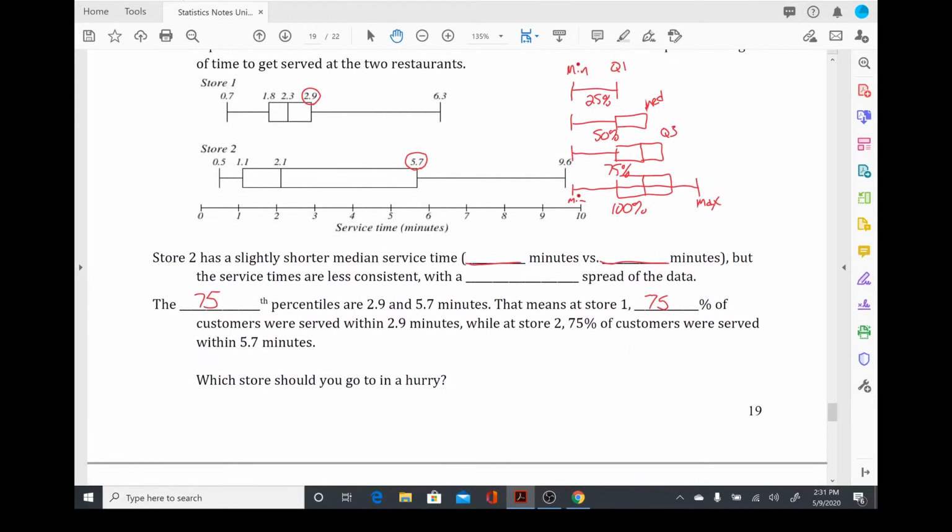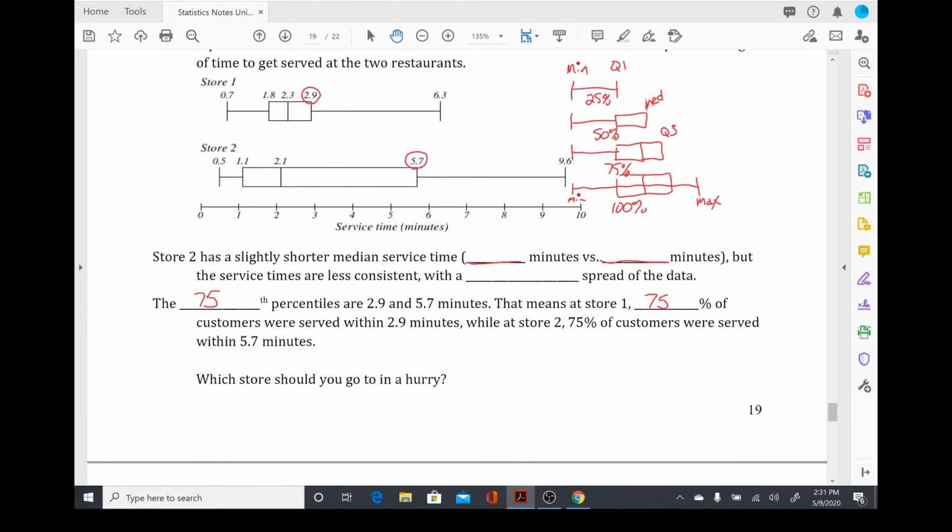Which store would you go to if you were in a hurry? That is for you to decide. I would like your rationale as to why you're going to store 1 or store 2 using some measure of spread. So talking about the range of data or the percentiles or how quickly you would be getting served.